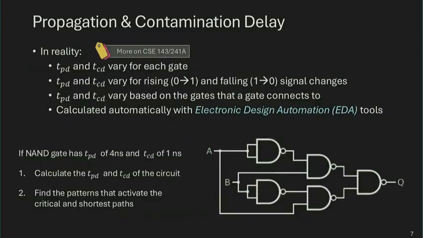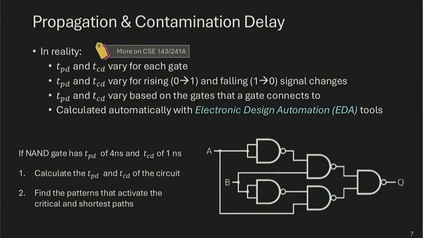All right. And in reality, these equations are a lot more complex. The propagation delay and contamination delay vary for each gate. Different gates, AND or NOR, have different propagation delays. They will also vary for the rising and falling signal changes. So for the output to change from 0 to 1 and 1 to 0, they'll have different delay behaviors. And also, they vary based on the gates that a gate connects to, essentially the other gates driven by a given gate. The more gates you drive, the longer the propagation and contamination delay that driving gate will incur.